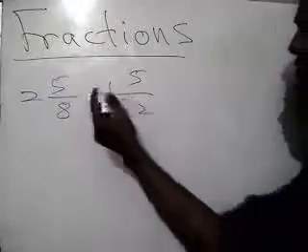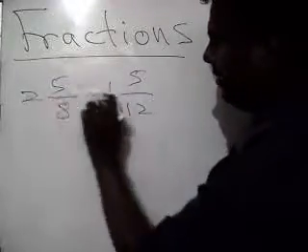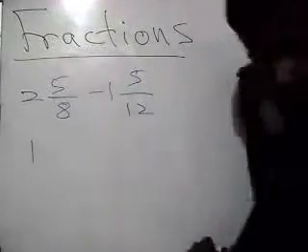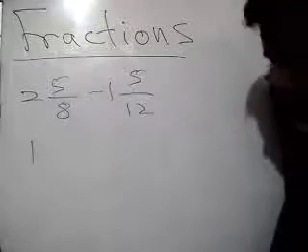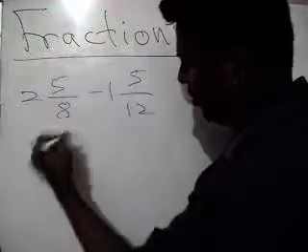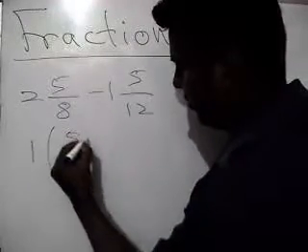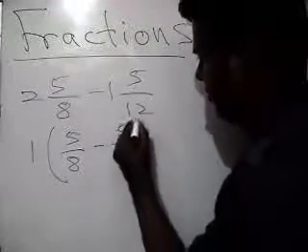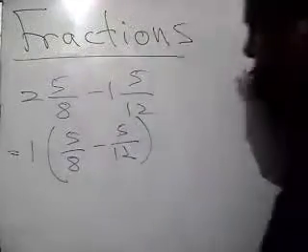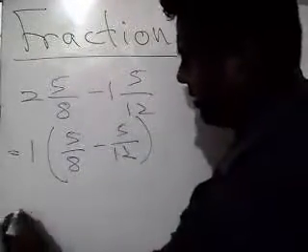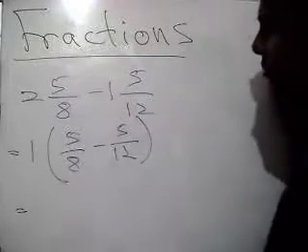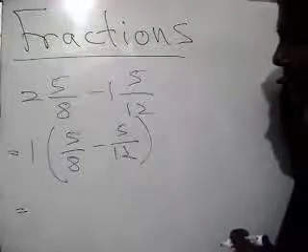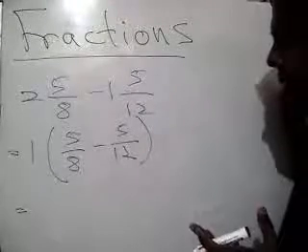So one method is you first deal with the whole numbers. So 2 minus 1 is 1. Then all you have left is 1, and then you have 5 over 8 minus 5 over 12. Okay, so let's go another step. Now we have to come up with the common denominator, which is the LCM. So what's the LCM here?